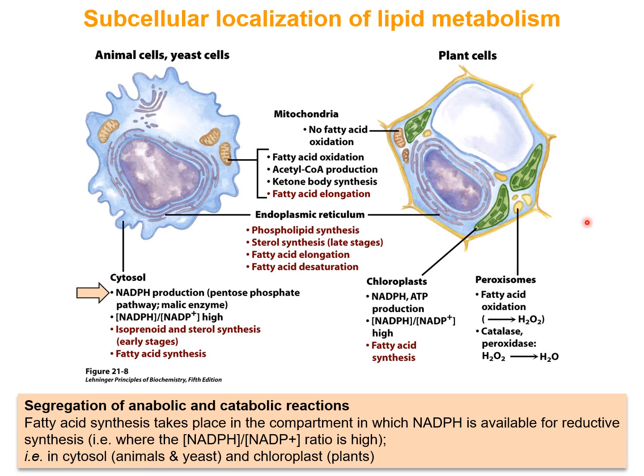As mentioned earlier, these reactions take place in the cytosol, and this is to allow the segregation between anabolic and catabolic reactions that we'll go through next. So the anabolic reactions, synthesizing fatty acids, take place in the cytosol. This is in the same compartment where we have NADPH available for the reductions, there are 2 reduction steps in the synthesis of this hydrocarbon chain. So this is in the cytosol in animal and yeast cells, so eukaryotes of animal or yeast origin, but in plant cells it's found in the chloroplast.